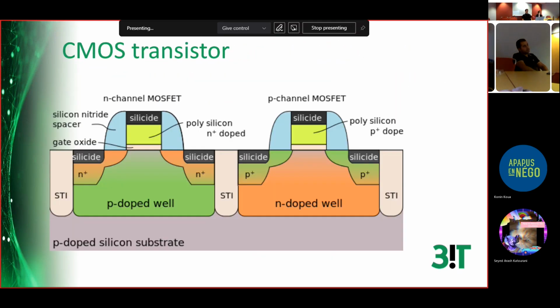Again, yeah, this one. There is an STI, not SOI. This is not SOI. I know, but the technology separates it. It's a piece of substrate. This is with a CMOS process.